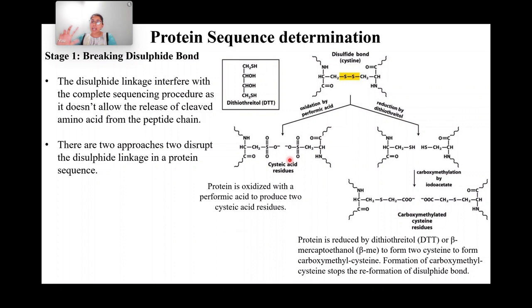Or if you have cyanogen bromide, then it will be cleaving at the methionine. So it will cleave methionine and give rise to something called homoserine lactone. So you have these different reagents that can cleave at different amino acids.